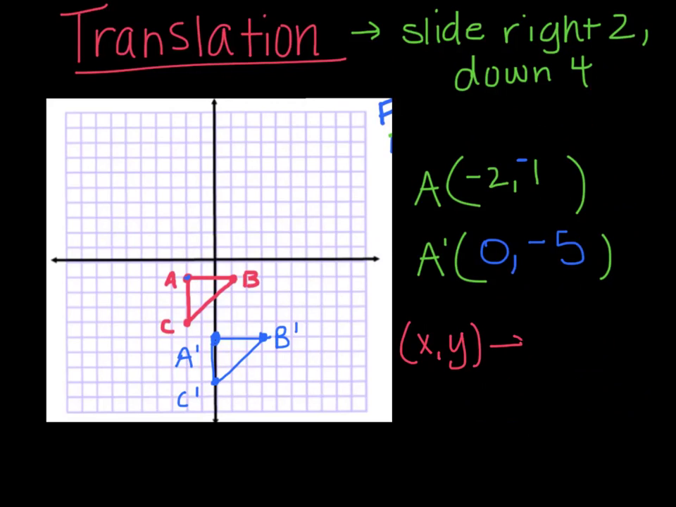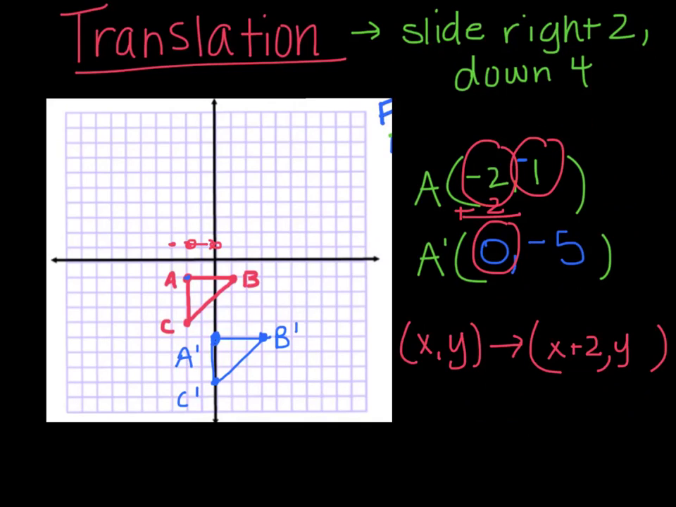X, y. Okay, I need to figure out what happened to the x coordinates. Well, it went from -2 to 0. Well, if it went from -2, think about going from -2 right over here to 0. That means I would slide right 2, or I'm adding 2. From -2 to 0, I had to add 2 to get to that. So I'm going to add 2 here. And then my y, I went from -1, okay, and I went down to -5. So that's like I subtracted 4, so it's down 4. So here's my rule for that translation. X plus 2, y minus 4.